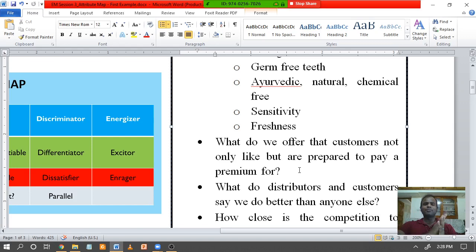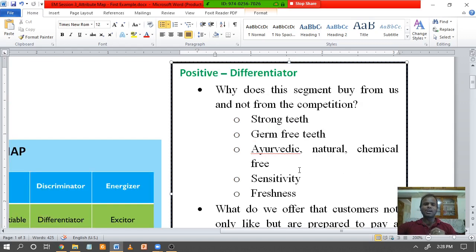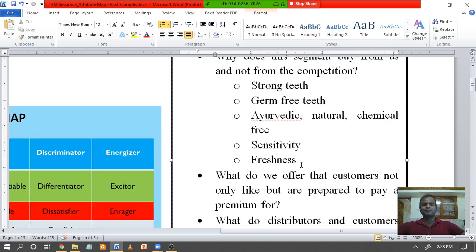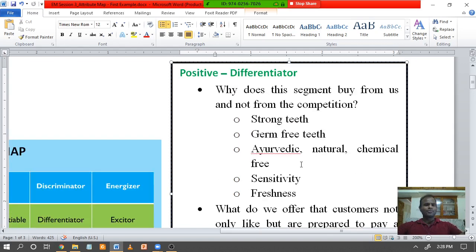Let me give you a classic example of Patanjali here. How long do you know the Patanjali brand has existed? For how many years do you think the Patanjali brand has existed? Can anybody say? Four years. Anybody knows beyond four or five years? Has anybody known the Patanjali brand beyond that?